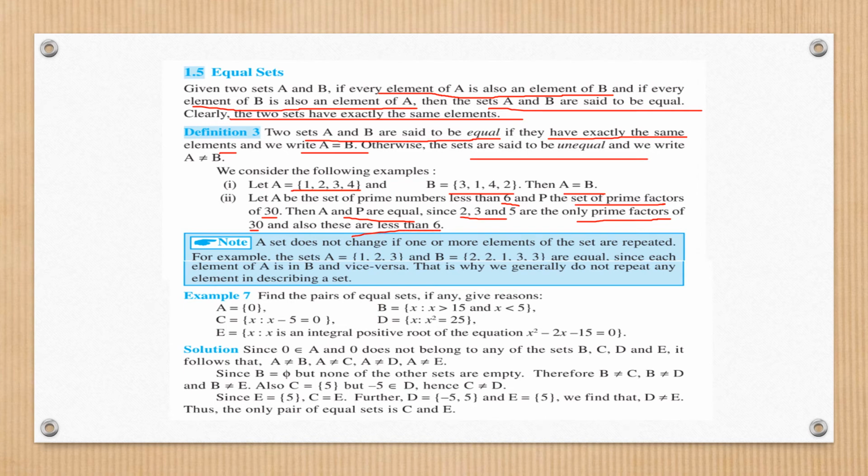A set does not change if one or two elements of the set are repeated. For example, if A is {1, 2, 3} and B is {2, 2, 1, 3, 3}, then these two sets are also equal, right? Why? Because you can write it as {2, 1, 3}, as in sets repetition is not allowed. Okay. Example number 7, find the pair of equal sets if any, give reason. So you can see from here that you just need to frame the sets as per the given conditions, right? So you will frame all the sets, all the elements, and we'll come to know which two sets are equal.